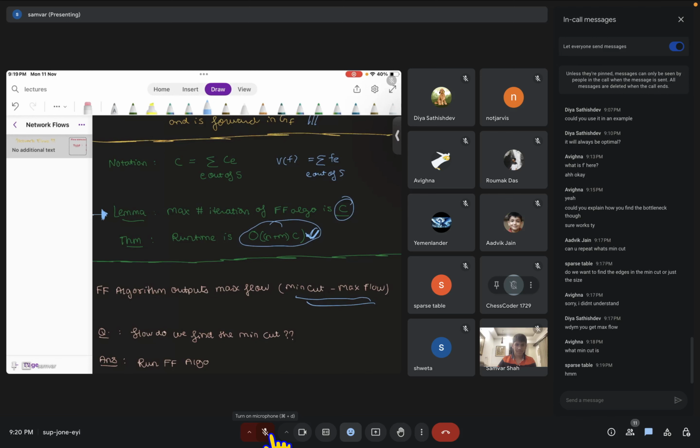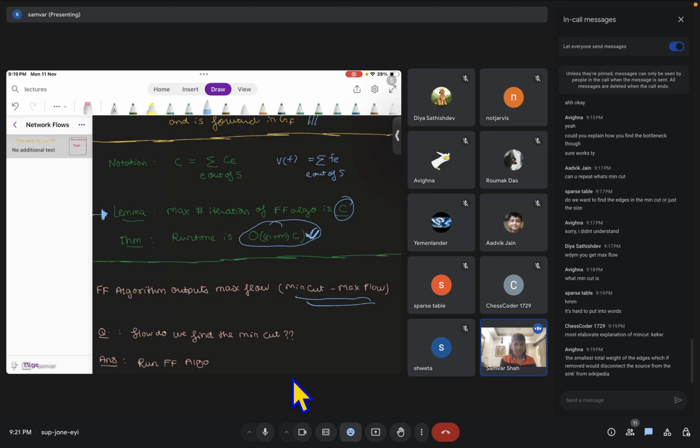So you partition your vertex set into A and B, where A and B are sets having vertices such that the source is in one and the sink is in the other, such that the maximum weight of flow which you push from the source, yeah, that's the definition. So the disconnect part is what I was trying to say through partition, and you want to minimize that parameter.